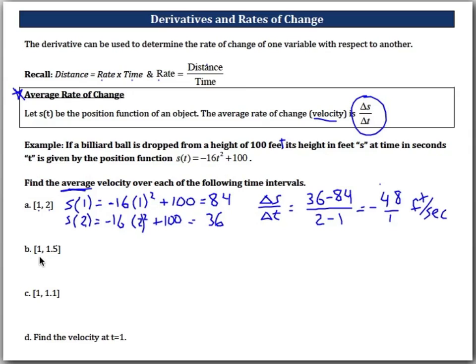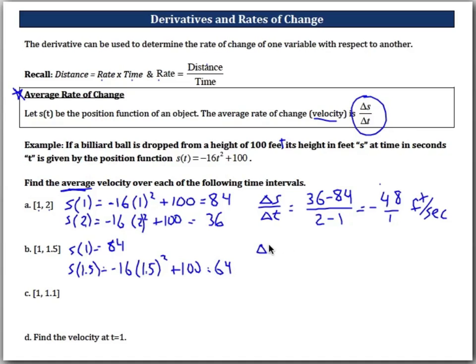Now what we're going to do is cut that time by half a second, so 1 to 1.5, and we want to find the average velocity there. So again, we need S of 1, which we already know is 84, and we want to find S of 1.5. So we're going to go negative 16 times 1.5 squared plus 100, and this gives me 64.